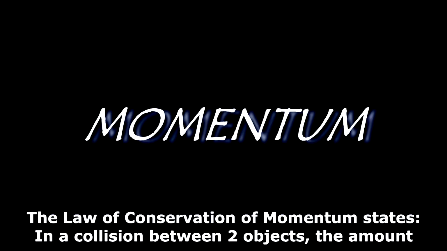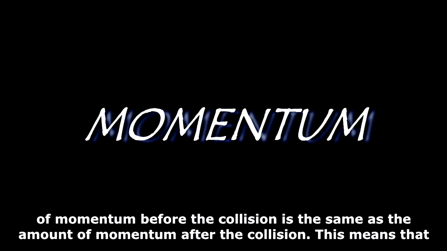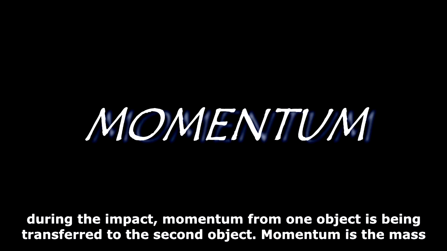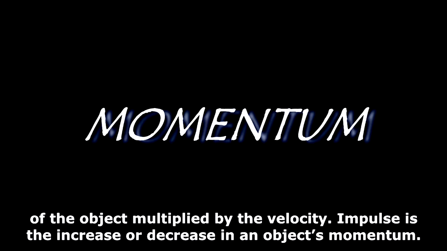The law of conservation of momentum states that in a collision between two objects, the amount of momentum before the collision is the same as the amount of momentum after the collision. This means that during the impact, momentum from one object is being transferred to the second object. Momentum is the mass of the object multiplied by the velocity. Impulse is the increase or decrease in an object's momentum.